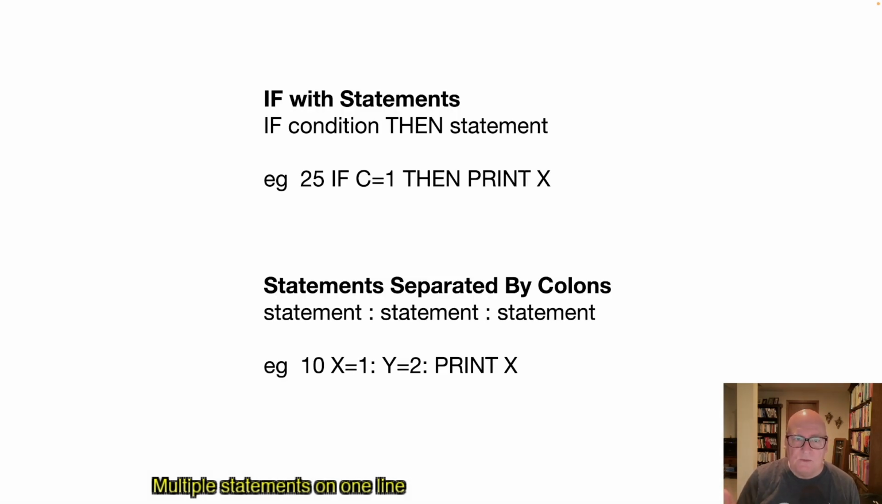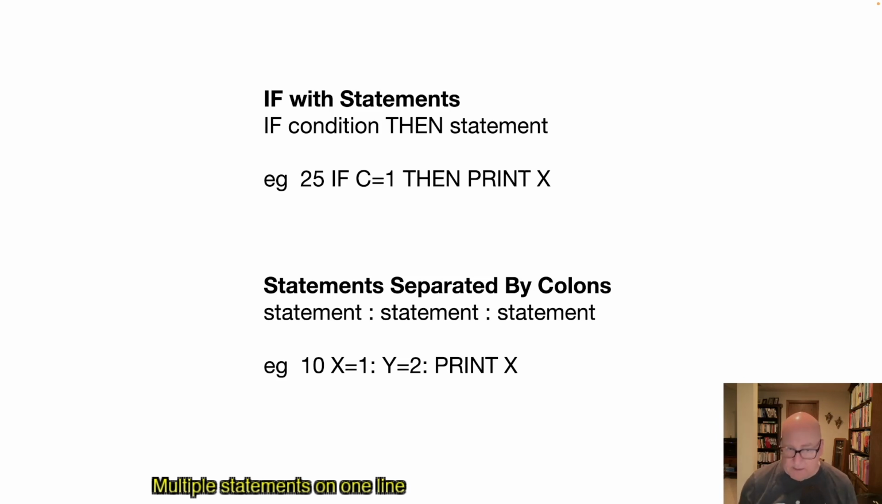So there's kind of two versions of this. One is that if statements, instead of just being if condition, then line number and being an implicit go-to, you can also say if condition, then statement. So the statement might be print x. So if c equals 1, then print x, and it will do that if c equals 1. The second version of multiple statements on a line is that you can separate statements by colons and put them on a single line. So x equals 1: y equals 2: print x. You don't need separate lines for that.